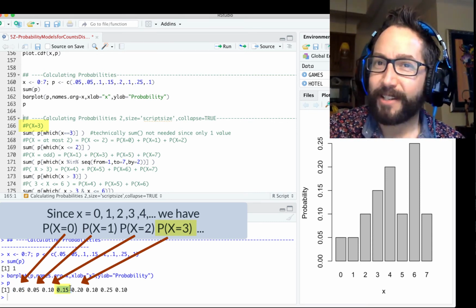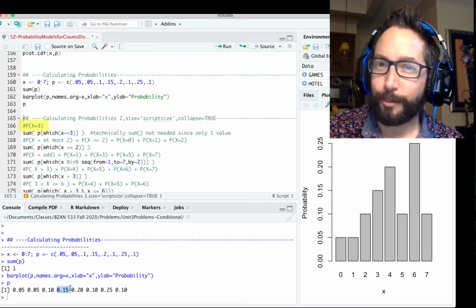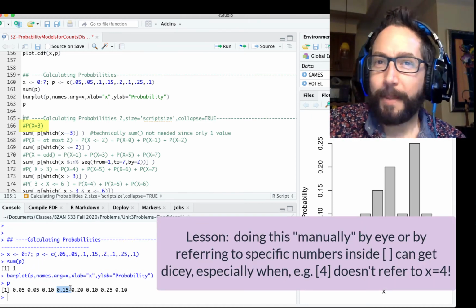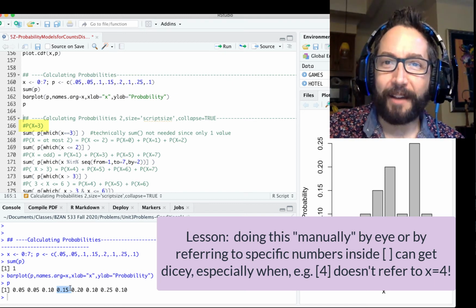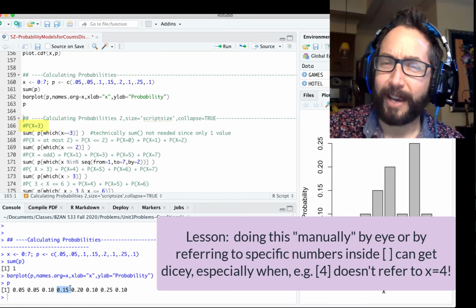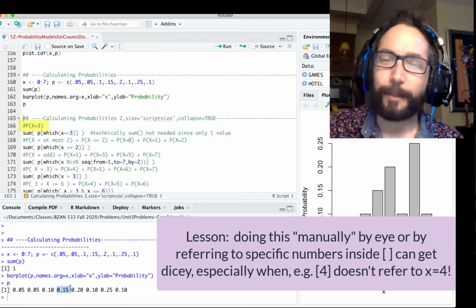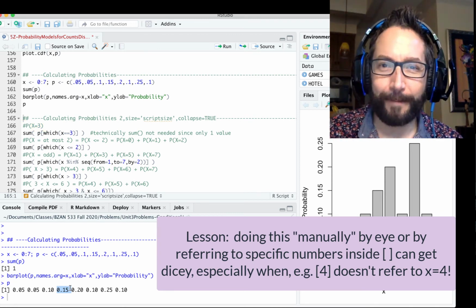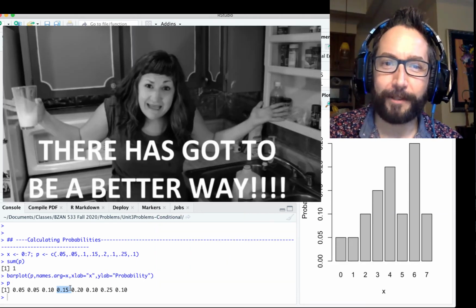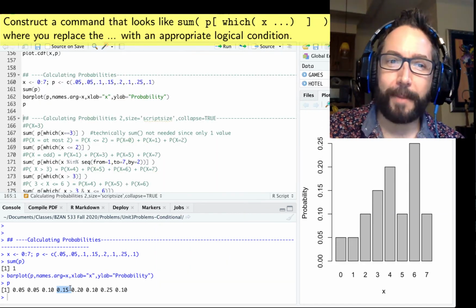And now you can kind of see why we might want to do this more efficiently, because depending on what the possible values of x are, you might have to reference peculiar looking elements of p. It's kind of weird that the probability that x is equal to 3 is the fourth element of p. There's got to be a better way for this. So here is going to be my suggestion.